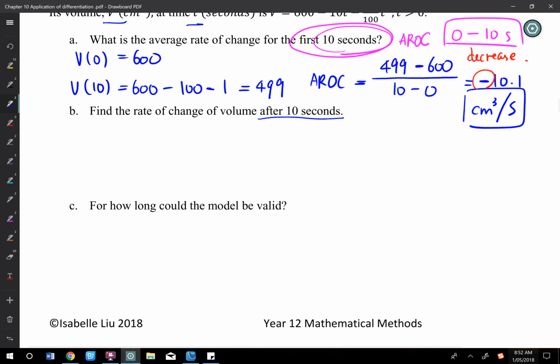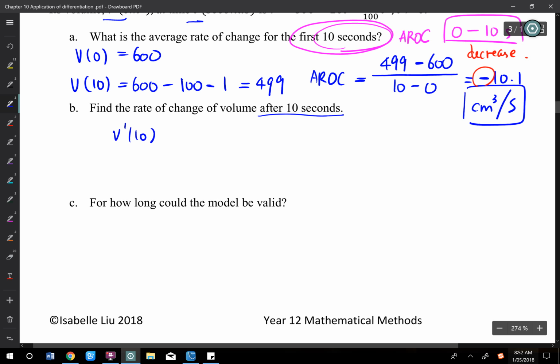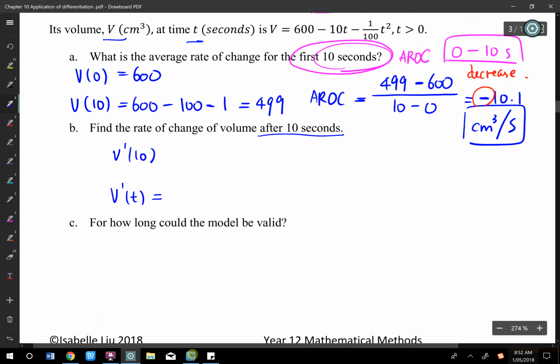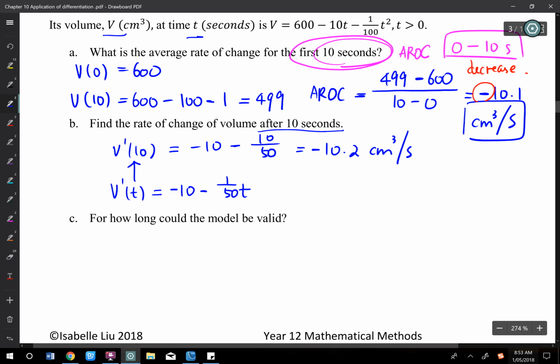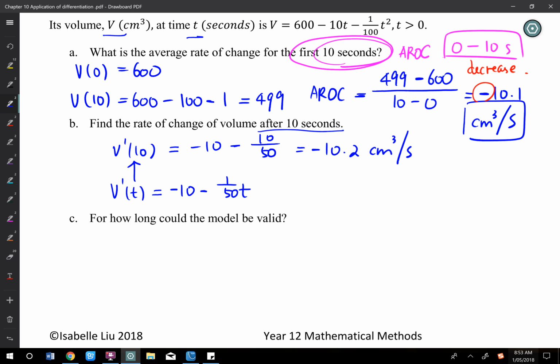Okay, so what we're trying to find is V'(10). So we can find V'(t). That gives me minus 10 minus 1 over 50 t. So V'(10) is minus 10 minus 10 over 50. That equals minus 10.2 centimeter cube per second. So at that instant, the volume is decreasing at a rate of 10.2 centimeter cube per second.